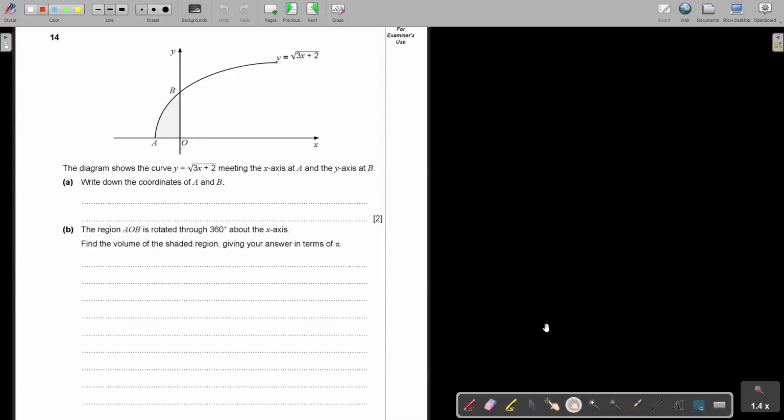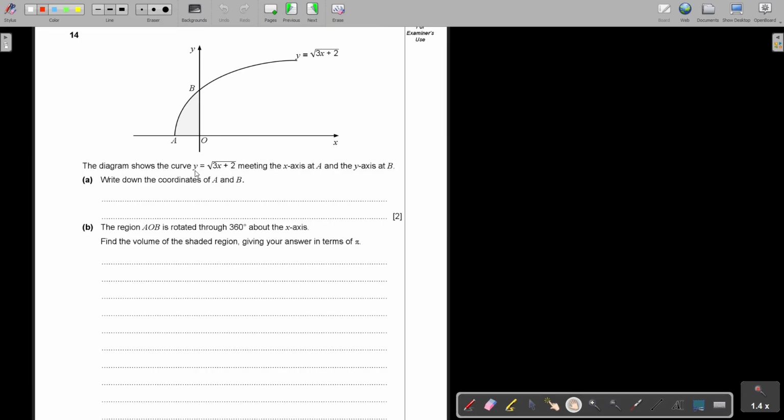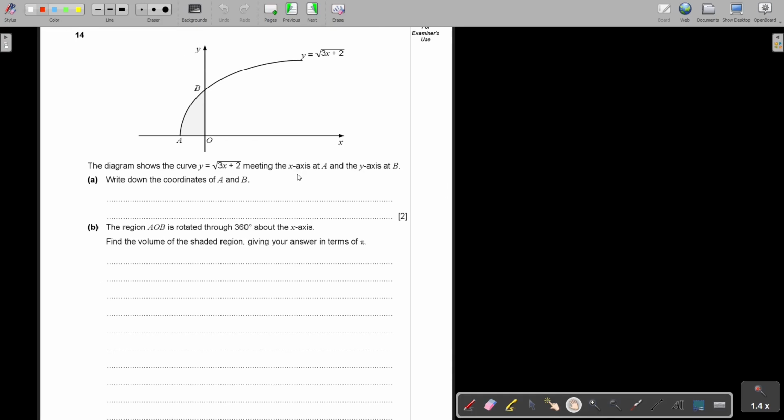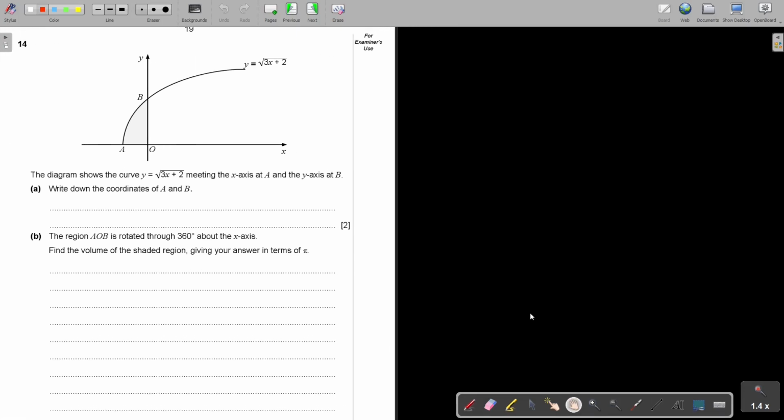Question number 14, the last question. It's a nice feeling. The diagram shows the curve meeting the x-axis at A and the y-axis at B. Write down the coordinates of A and B. I must be very honest, the space is very short, so check page 19.